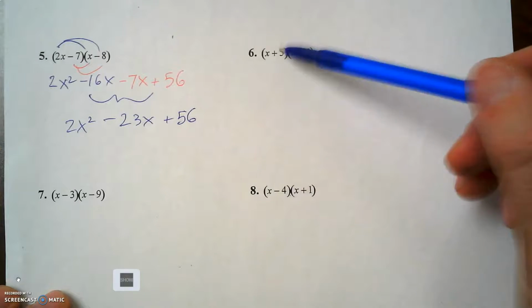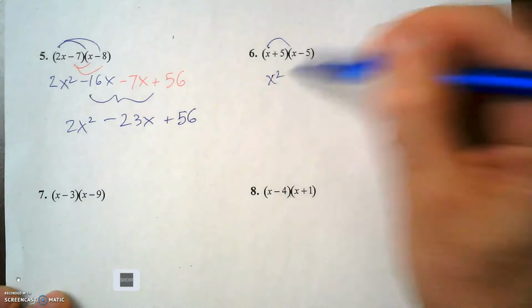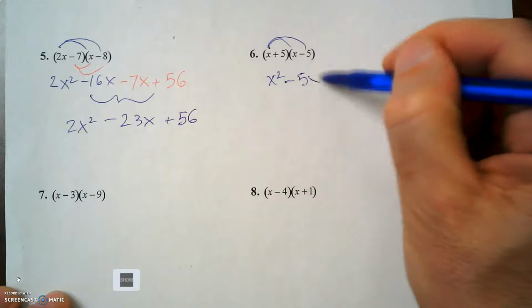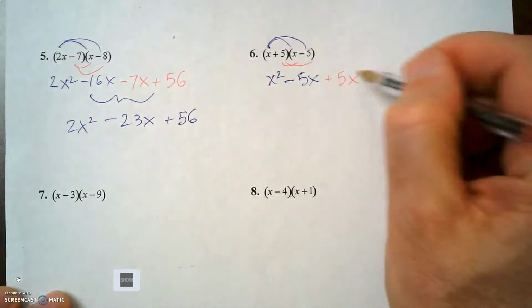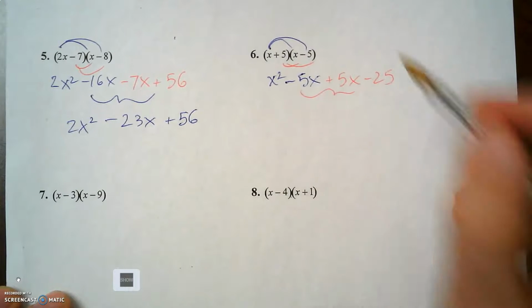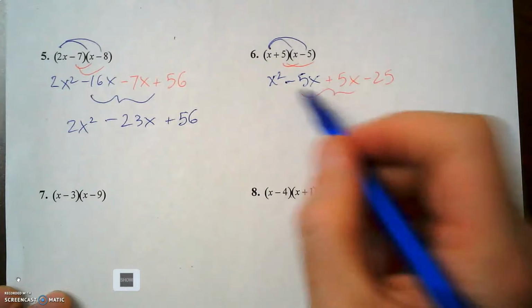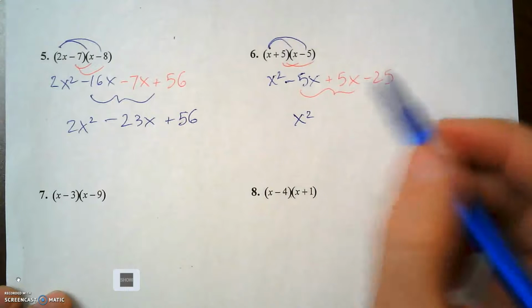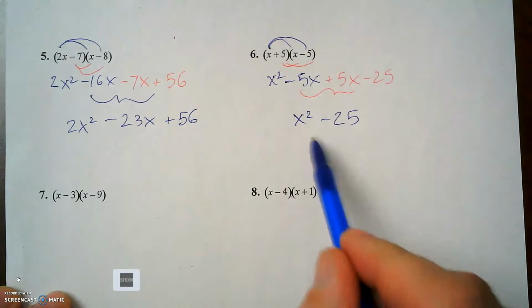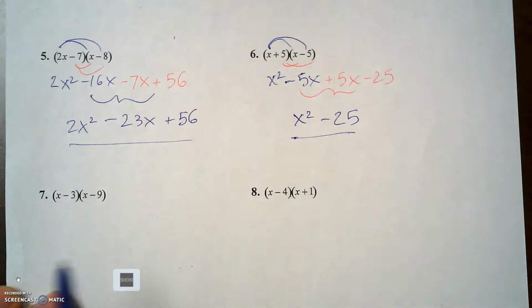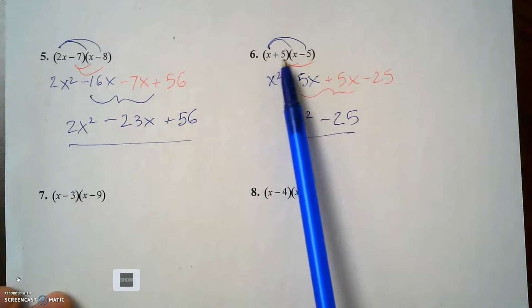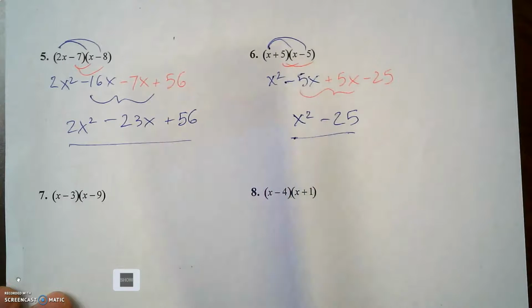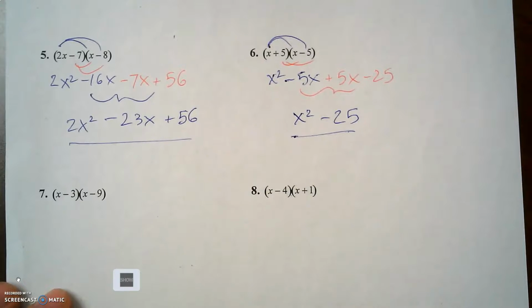Maybe you noticed something different about this if you did it ahead of me. X times x is x squared. Negative 5x. Positive 5x. Negative 25. Sometimes the like terms in the middle will cancel to 0. Negative 5x and positive 5x is 0. So your answer will just be a binomial instead of a trinomial. That doesn't happen that often, but you can tell when you look at the problem. See how these are exactly the same except the signs? That will always cancel something in the middle. And that's the only one on here.